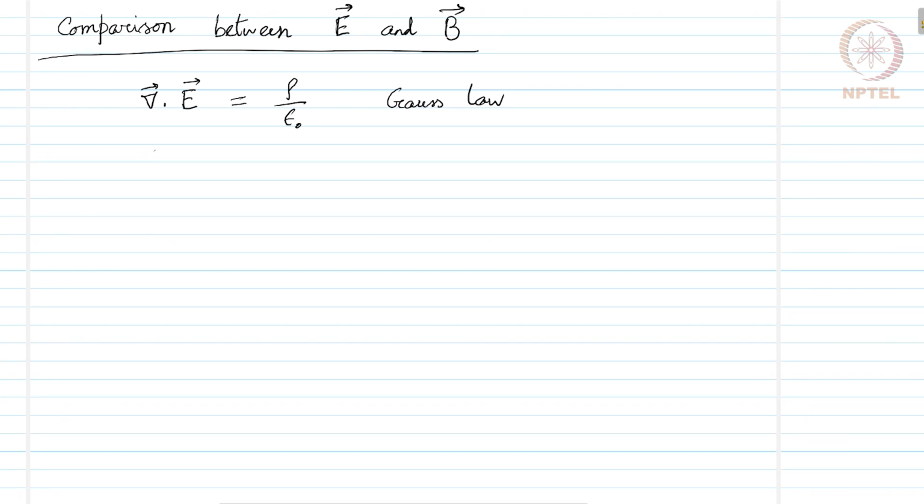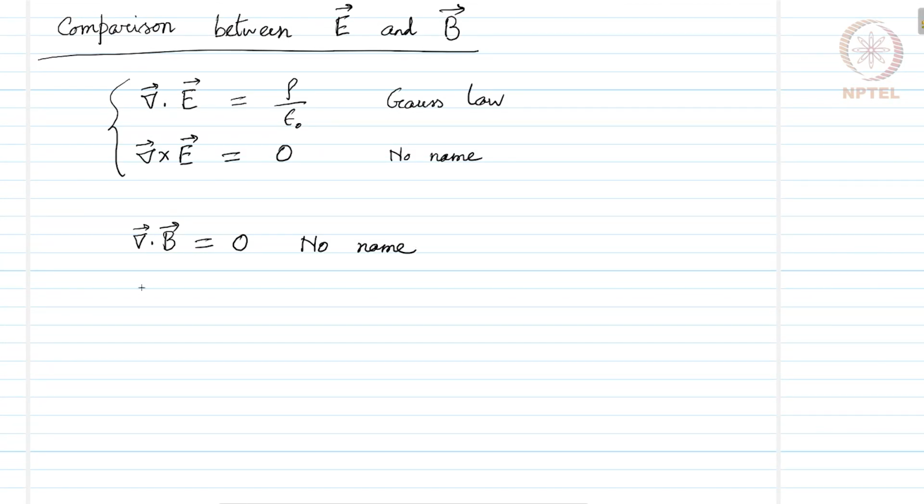And the curl of the electric field was 0. And this law has no name. In case of magnetic field, we have just derived that the divergence of the magnetic field is always 0. This law has no name.